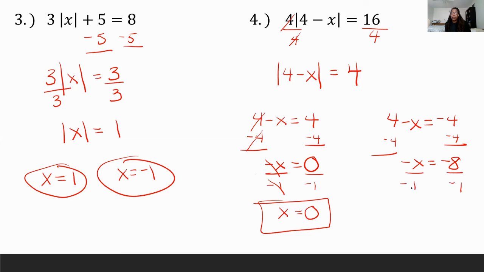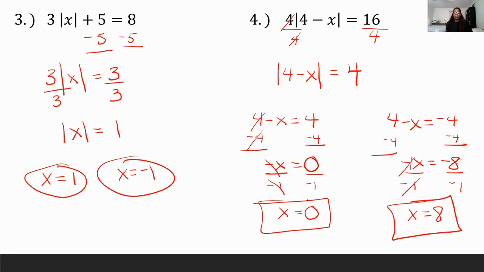If you're asking me, where's the -1 coming from? If we don't see a number in between the negative sign and the x, it's always assumed that there's a 1 there. All right, so that's done and that's done. Then you have x equals negative divided by negative is a positive, and 8 divided by 1 gives me 8.